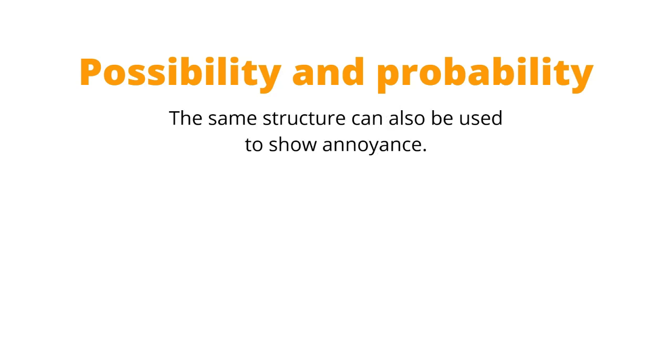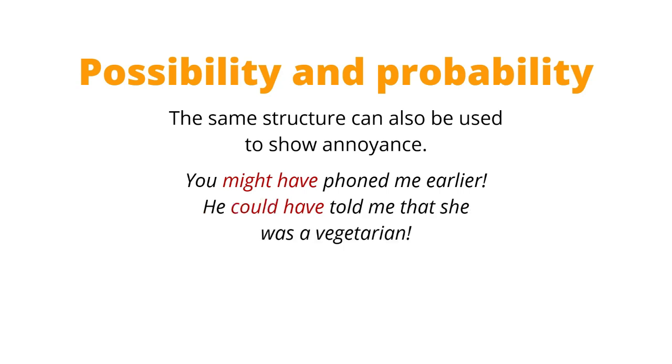Now we can use exactly the same structure with a bit of emphasis to show annoyance. You might have phoned me earlier. He could have told me that she was a vegetarian. Again, with these we're not using may have. These are used to show annoyance.